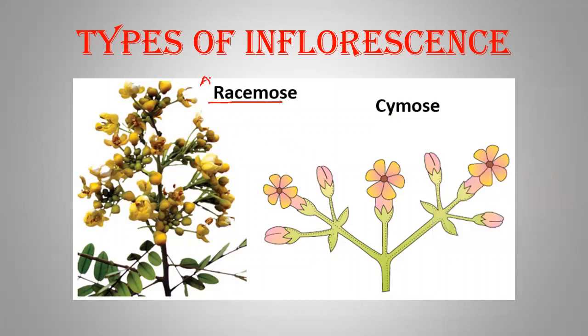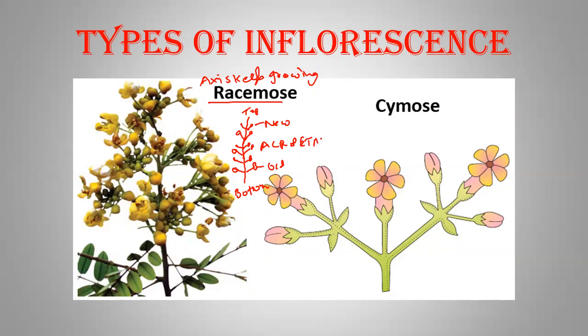So in racemose, the axis keeps growing. So the growth is unlimited and new buds grow on top of it. Suppose this is the axis, the flower grows, then the axis keeps growing higher, then new buds grow upon this, then the axis grows higher and new buds grow upon it. So here new buds are coming at the top and old, mature flowers at the bottom. This kind of arrangement is known as acropetal succession.